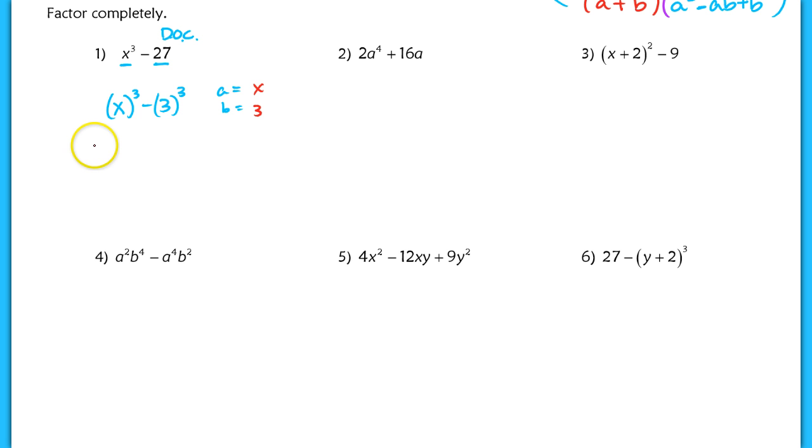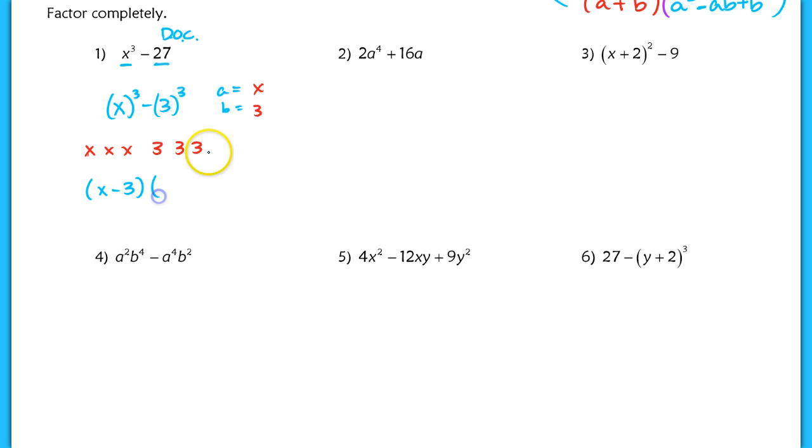So now I'm going to write this as x and 3. When I factor this, I know that one of my factors will be really easy to do. That's just going to be x minus 3. So I take a and subtract b, so that would be x minus 3.